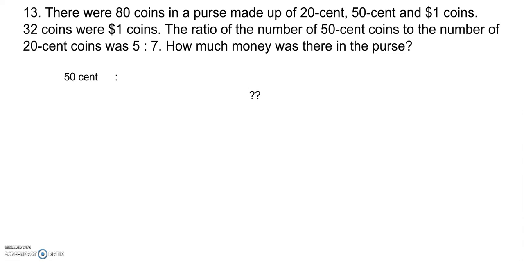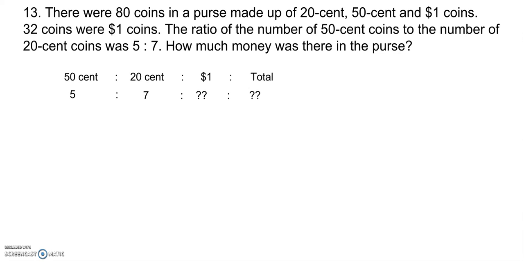What do we know as of now? We know that the ratio of the number of 50-cent coins to the number of 20-cent coins is 5:7. But we do not know the ratio of the $1 coins to the rest of the coins. We also do not know the ratio of the total number of coins to the rest. Now that is a problem, but not to worry. Just write down whatever you know first in a simple to understand way.